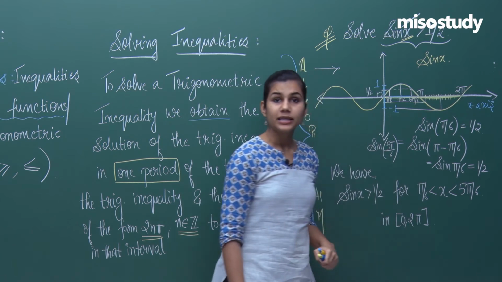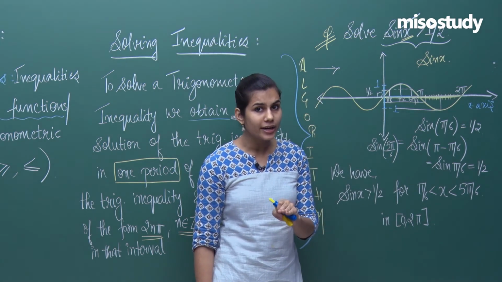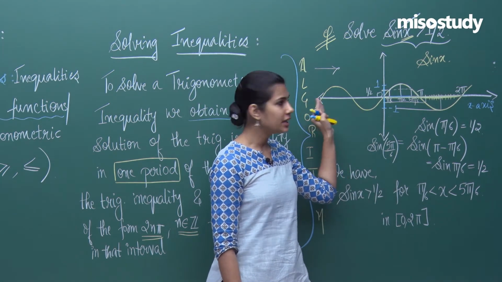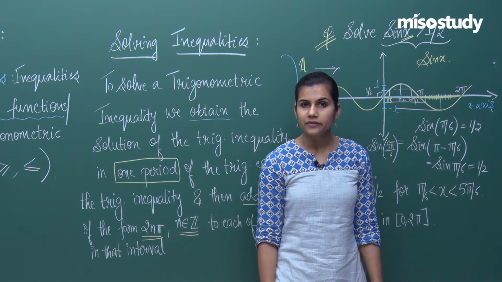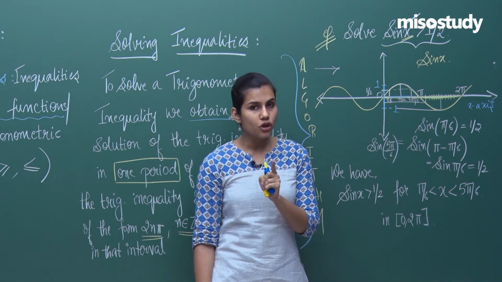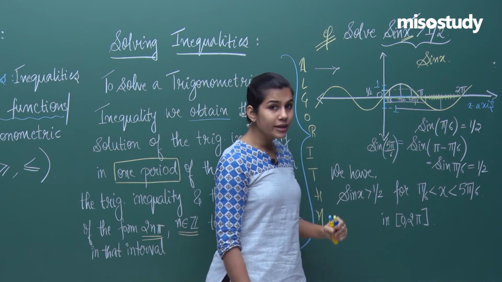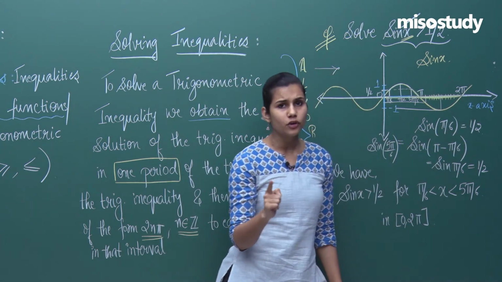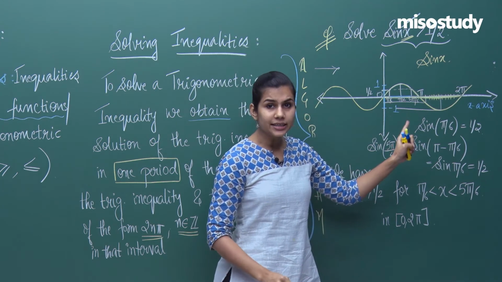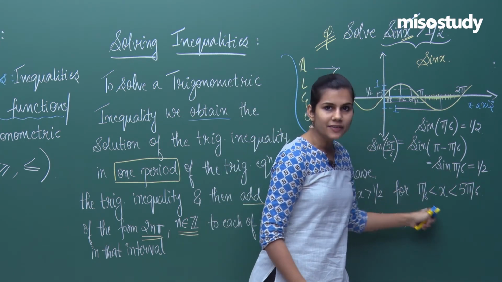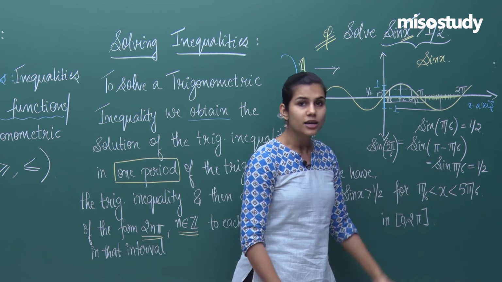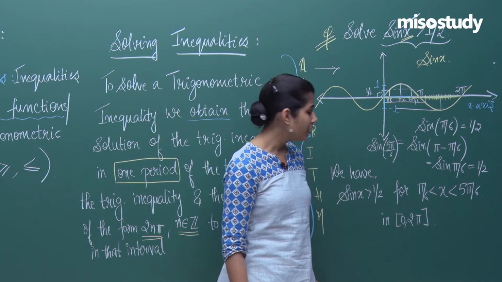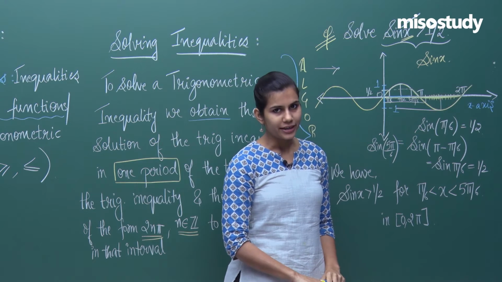Yes, I can only give surety of one interval. I cannot give surety about the rest of the subintervals in the domain, which is the collection of all real numbers. I only focused my attention on finding the angles in one interval of length 2 pi, and in that interval I am getting only these values as the angles which deliver the sine ratio as greater than 1 by 2.